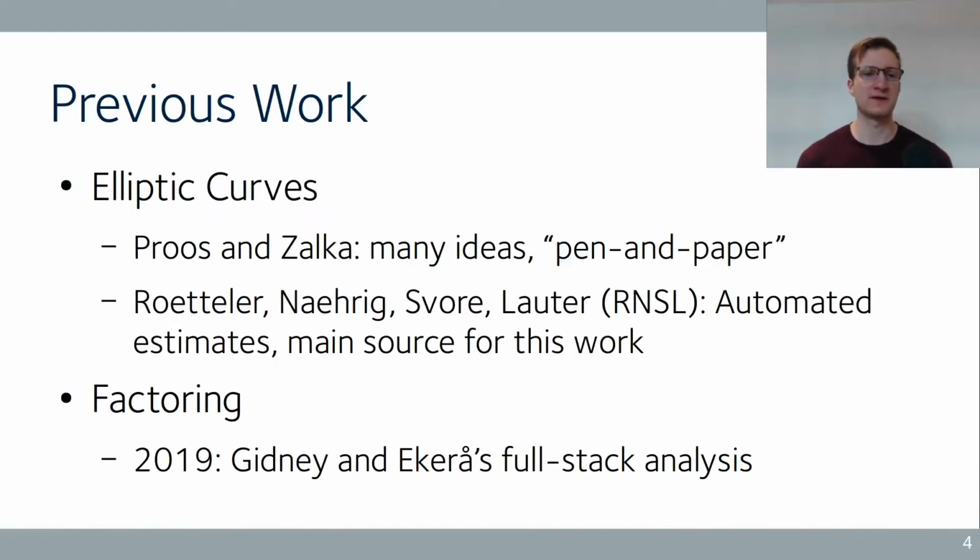Previous work has done some estimates on this. For elliptic curves, Proos and Zalka started this. They had a lot of ideas, although it was a lot of pen and paper, looking at asymptotic numbers. Then follow-up work had automated estimates, which I'll refer to as RNSL. It was the main source for this work. And there was work last year on factoring, a full stack analysis, including error correction, all the way up to an improved algorithm. We just stick to a logical level, which I'll explain in a moment.